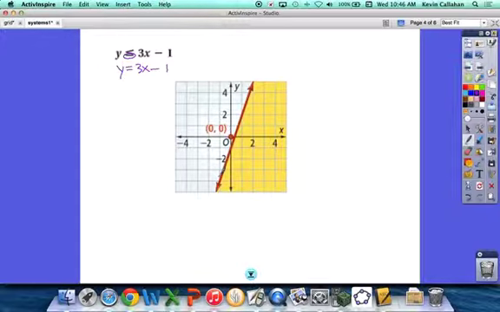Okay, and now if I use a test point, if I plug in 0, 0 for this one, I get 0 is less than or equal to 3 times 0 minus 1. 0 is less than or equal to -1. That's false, right? That means you don't want to shade on the side of the line where the test point came from. You're going to shade on the other side of the line. Shade over there.